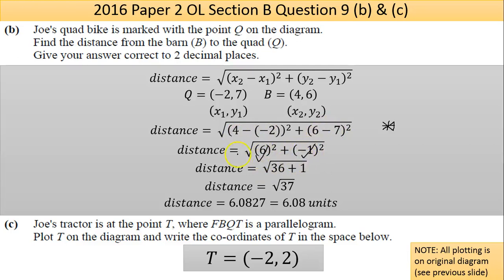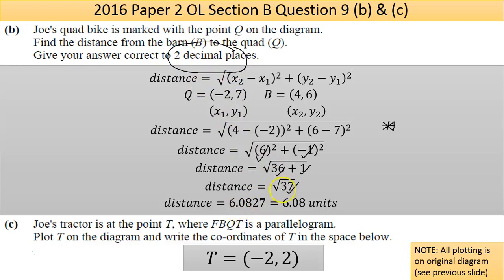Then down to the squaring. 6 squared is 36. That's where that comes from. Negative 1 squared is the same thing as plus 1. Final step, add the 2 numbers, 36 and 1 is 37. They wanted it not in surd form, they wanted it in decimal form, as they've said. So I've square rooted now.